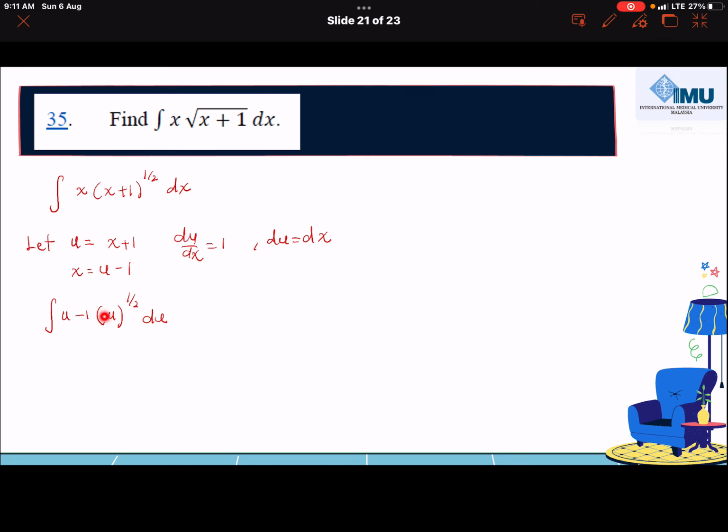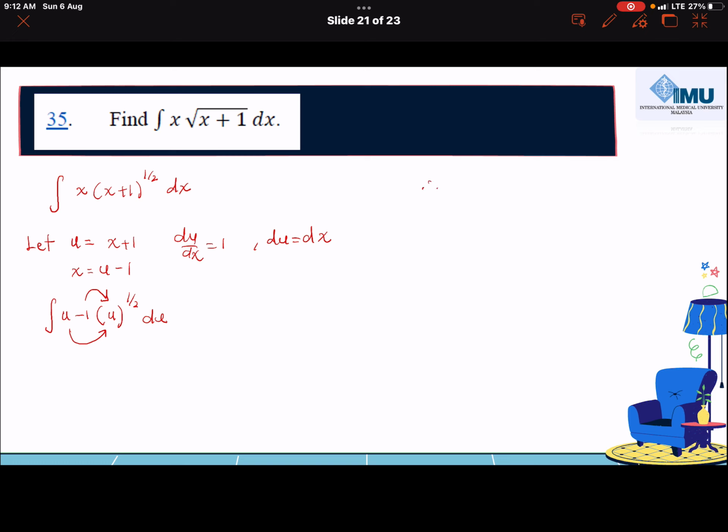Why do I say it's a simpler function? Because the square root only belongs to u, so that you can expand one by one. Previously, you cannot do so because inside the bracket you have two terms. One is x, another one is 1. So you cannot simply expand outside like that. In this case, inside the square root, you only have u. So you can expand one by one.